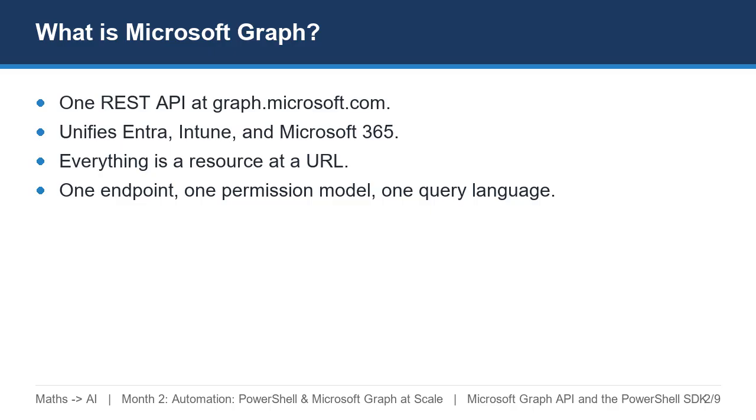Microsoft Graph is a single REST API served from graph.microsoft.com that exposes almost everything in your Microsoft cloud. Entra ID users and groups, Intune managed devices and policies, mail, Teams, all of it. Instead of a separate module per product, you learn one endpoint, one permission model, and one query language called OData. Users live at /users, devices at /deviceManagement/managedDevices. Learn the pattern once.